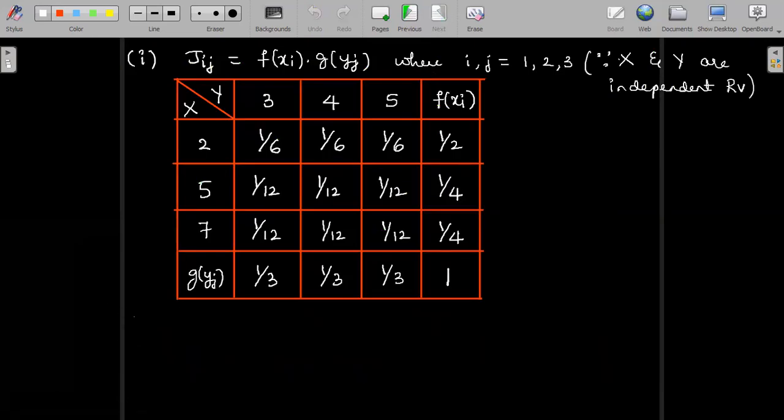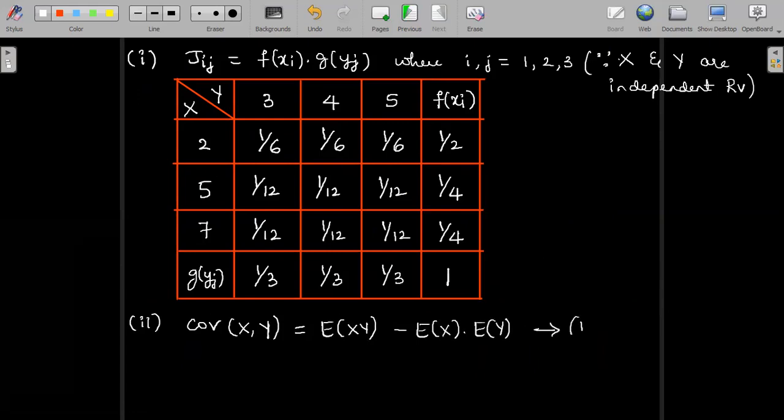So let us write the formula for covariance. Covariance of xy is given by E of x into y minus E of x into E of y, where E of x, E of y and E of x into y are all expectations. So let us find them one by one and then substitute into this formula. So let's find E of x, which is the same as writing mu x, the mean of x. The formula is summation xi into f of xi.